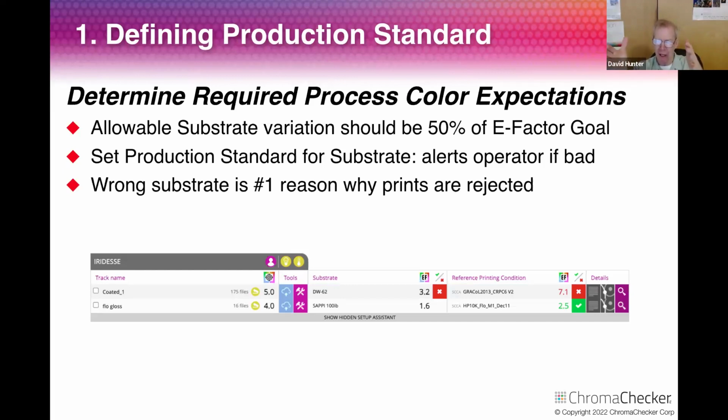So it's significantly off. The majority of customers would not accept this, but the paper is off by 3.2 of the paper's reference. So the fact that the paper's off by 3.2, there's no doubt that the print's going to be off by 7.1. So at this point, seeing this on the dashboard, and ideally companies have ChromaChecker dashboard up on a 70-inch screen on the wall where everyone in the production facility can see it.